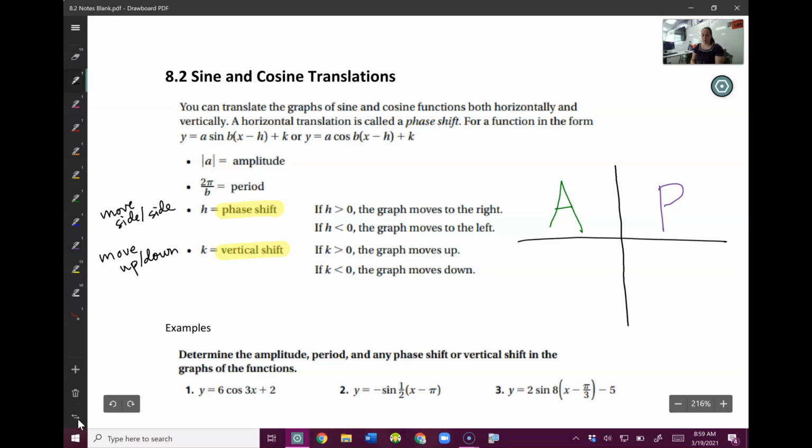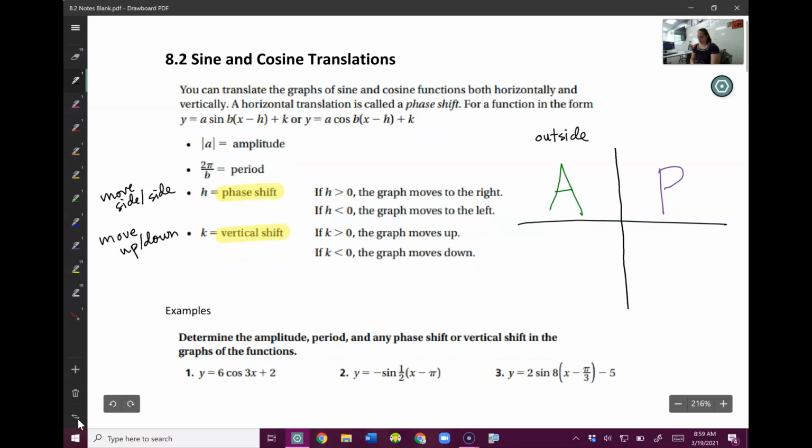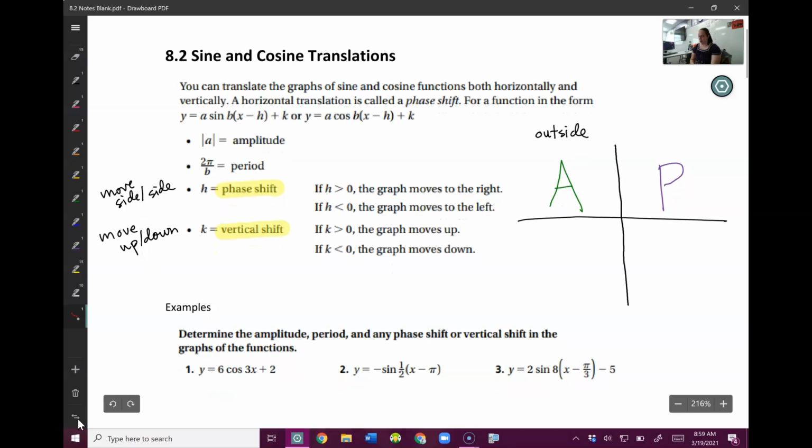So our amplitude, if you remember from last time, was always written outside the sine. So, for example, right there, that number was our amplitude. It is always outside the sine or cosine. Whereas our period was always written inside the sine or cosine, or inside the parentheses. So amplitude was outside, period was inside.